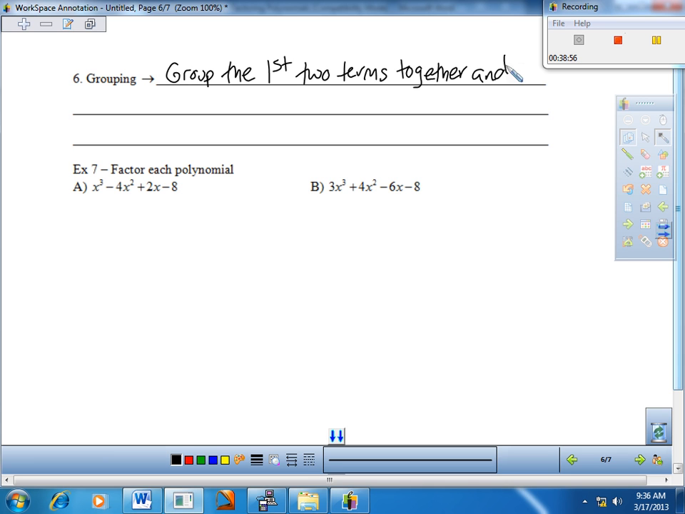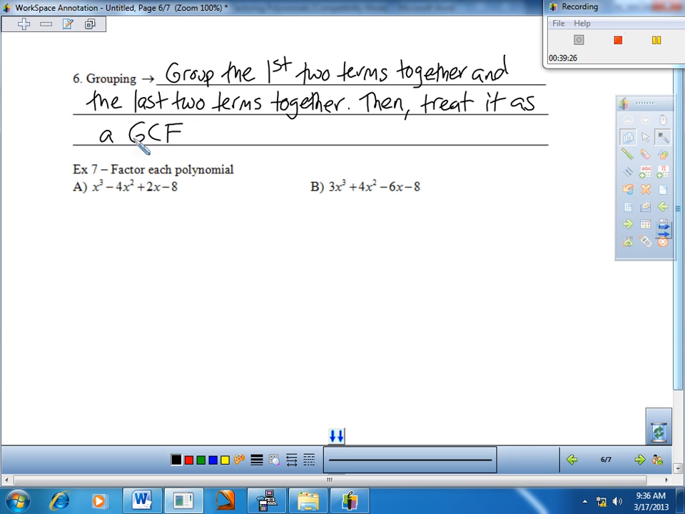And the last 2 terms together. All right, and we'll talk about how we do that in just a moment. So group the first 2 terms together and the last 2 terms together. And then I'm just going to write it like this, and then we'll see it in action. Then very simply, treat it as a GCF problem, everyone. Greatest common factor. And I'll show you what that looks like momentarily.